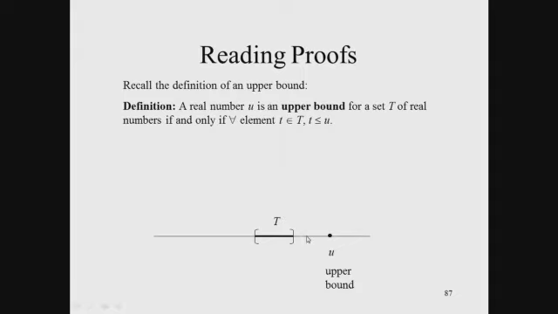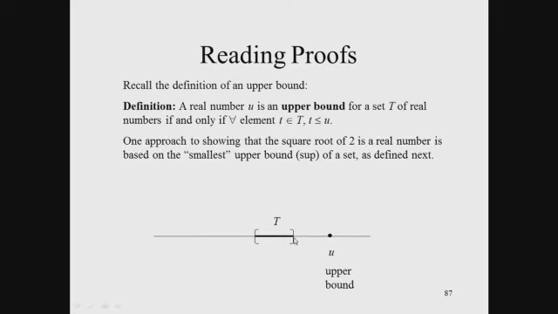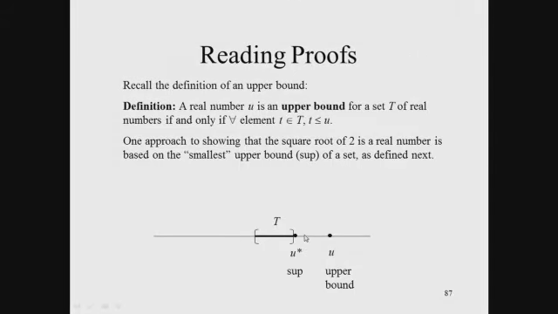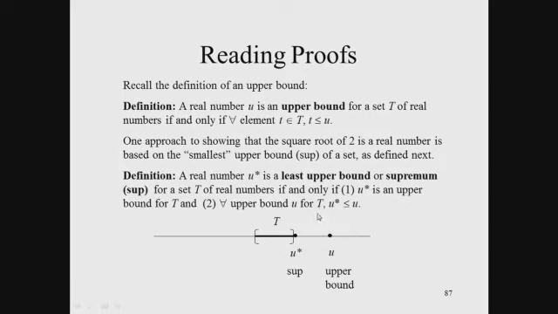Of particular interest in many applications is the smallest upper bound. So you tell me, here's an upper bound, here's an upper bound, these are all upper bounds. Tell me when I've gotten to the smallest upper bound. Now? Right there. That is what we call the least upper bound. And it's sometimes called the supremum of the set T. It is the smallest of all the upper bounds. In fact, one way to prove that the square root of 2 is a real number is based on the supremum of a set.